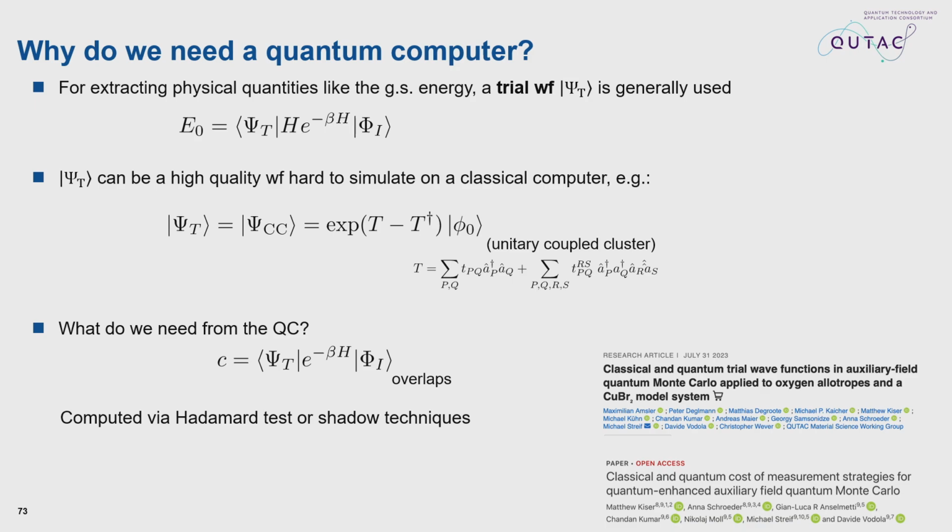So what we did was try to implement and test this method in two relevant cases. One was for the oxygen allotrope, where we were trying to find the gap between the ground state of oxygen and the first excited state, the triplet state of oxygen. We also looked at some models describing a magnetic system, a copper bromine compound. After that, we were interested in understanding the classical and quantum cost of implementing the Hadamard test and the shadow technique. If you're interested, this is the most recent paper that does this study.